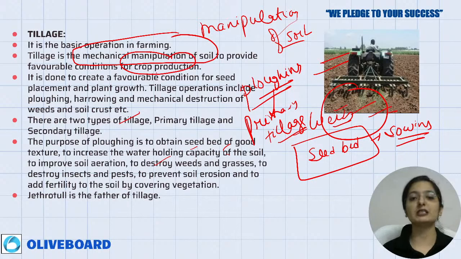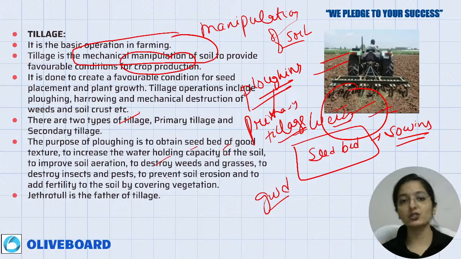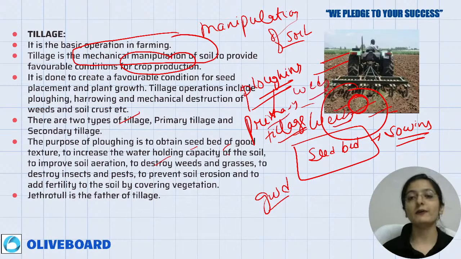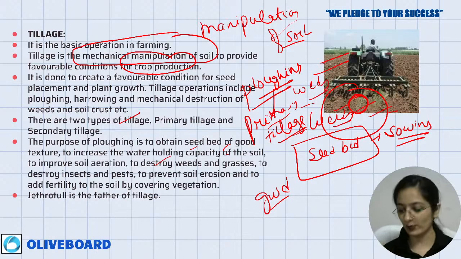You basically want to obtain a seed bed that has good fertile soil and good structure. You want to improve the texture. You want to make sure that the water holding capacity and the moisture in this particular soil are once again brought back. It gets improved by soil aeration. The weeds that grow around, you want to destroy them, and you want to make your soil fertile once again.